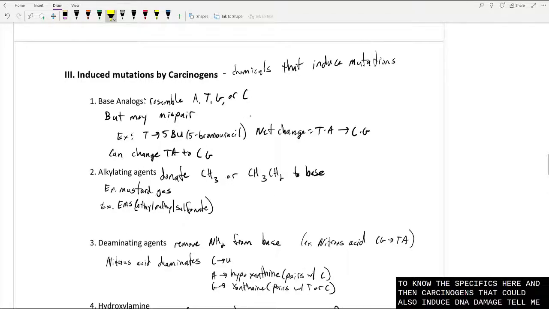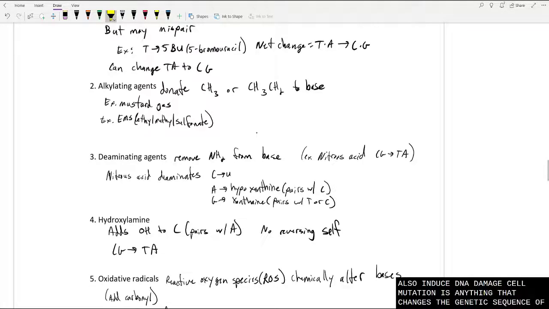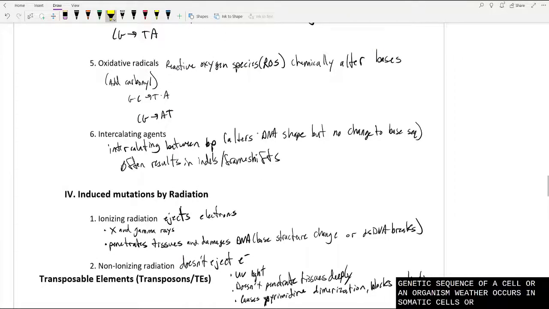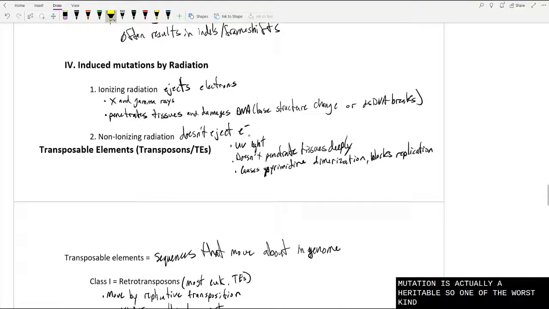A mutation is anything that changes the genetic sequence of a cell or an organism. Whether it occurs in somatic cells or the germline determines whether or not that mutation is actually heritable. One of the worst kinds of mutations here are from ionizing radiation, X and gamma rays, which causes double-strand breaks. Double-strand breaks is when you have the full strand of DNA breaking in half, and that's a little bit harder to repair. That high-energy radiation, that's why radiation is bad for you.